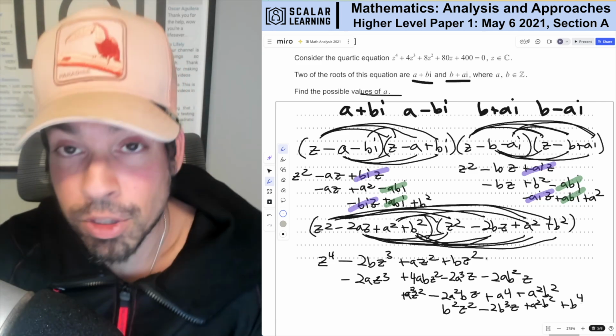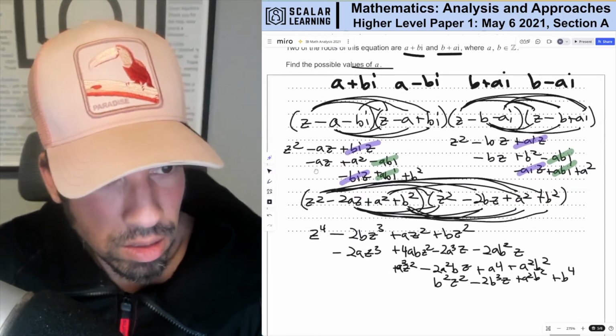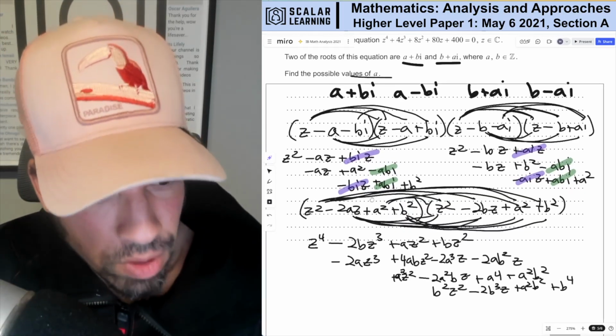Now, there may be a more efficient way to do this by all means, okay? This is my first time doing this test and looking at these questions, so there very well may be a much easier way. Now, I don't know if we need to combine everything, but let's see.